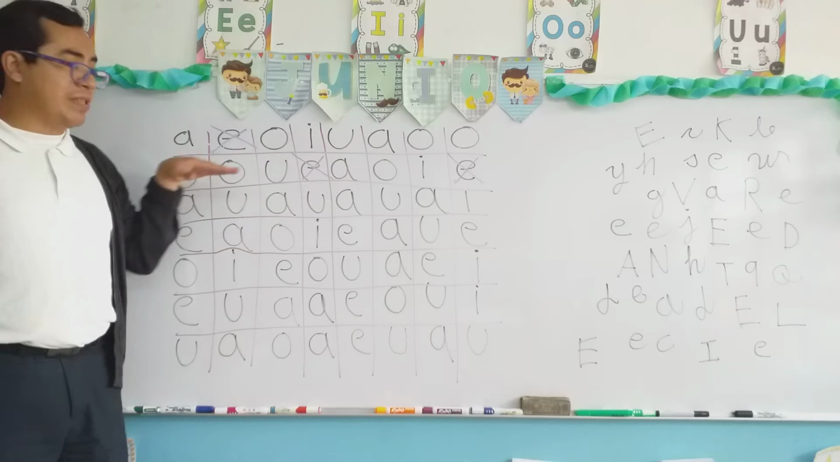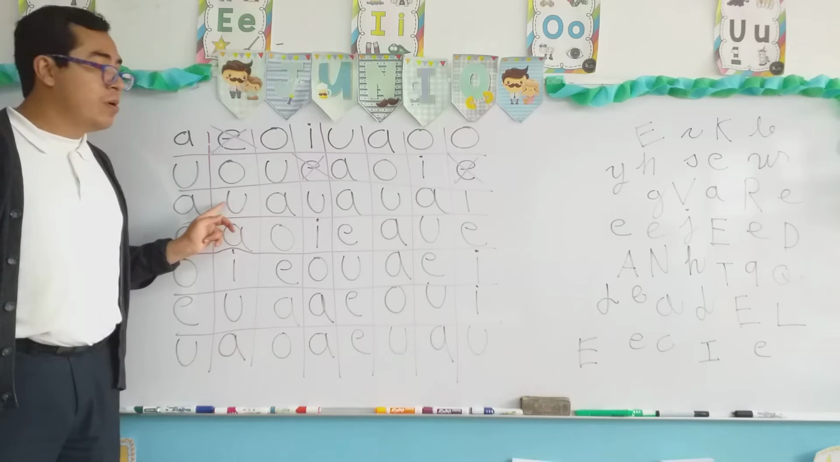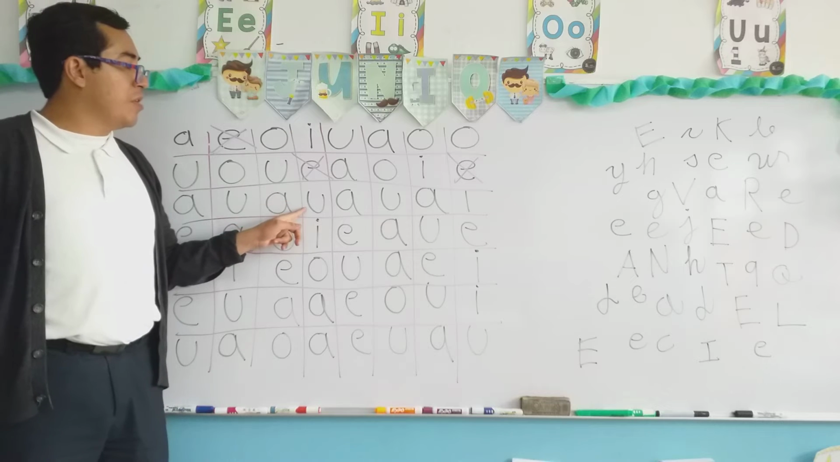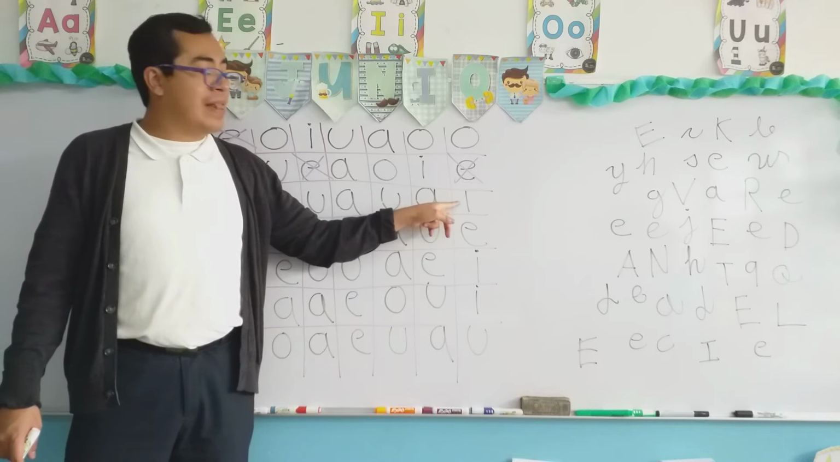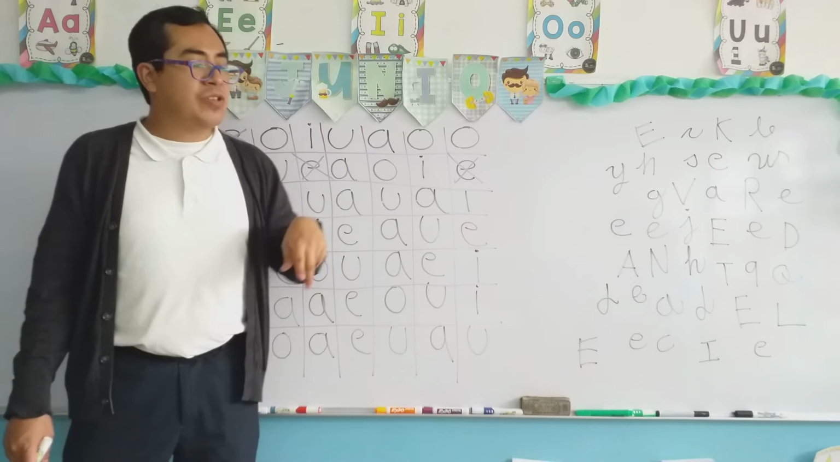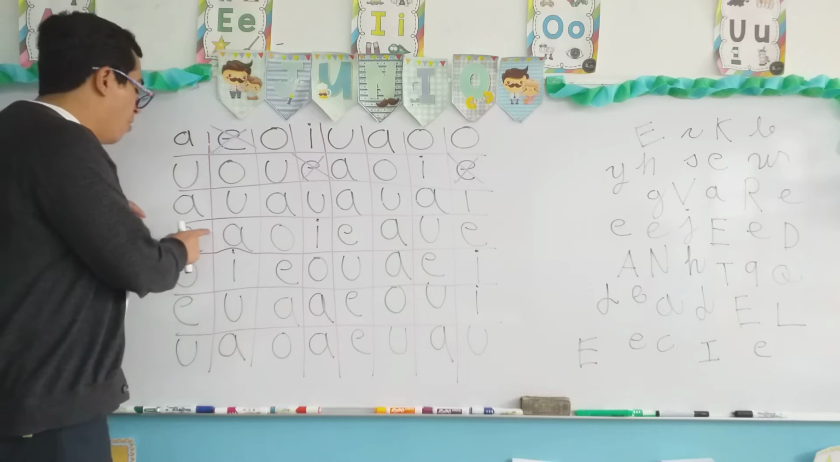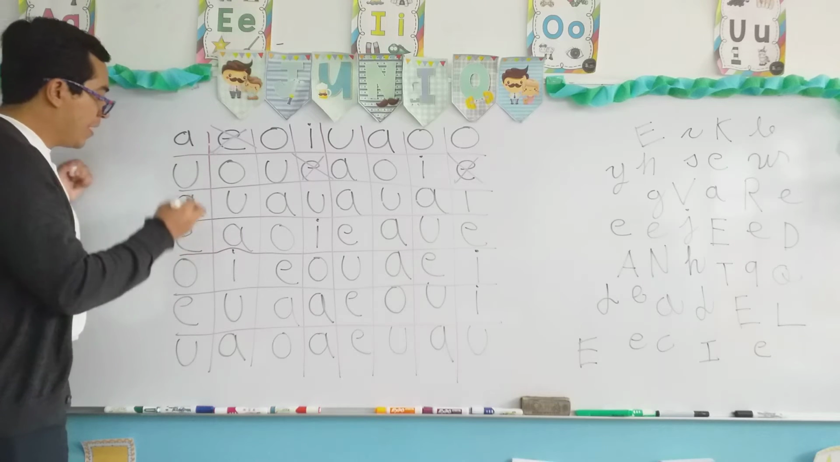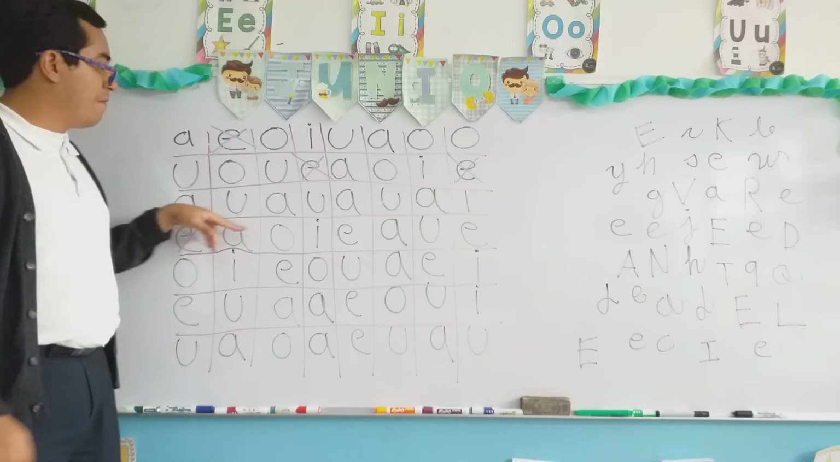Third row, tercera fila, we have letter A, letter U, letter A, letter U, letter A, letter U, letter A, and letter I. No small e. Let's continue with the next row. Here, at the beginning of the row, we located the first one. Encontramos la primera al principio de la fila.